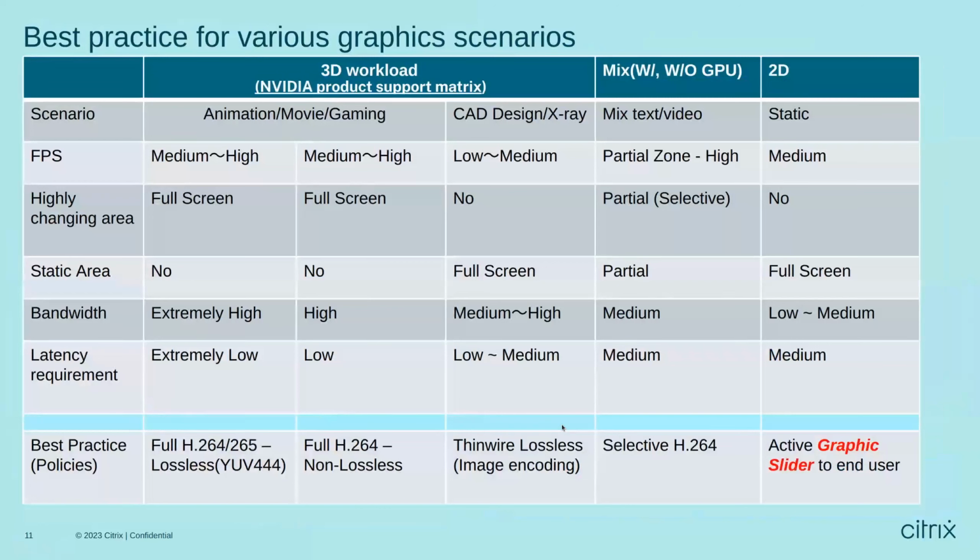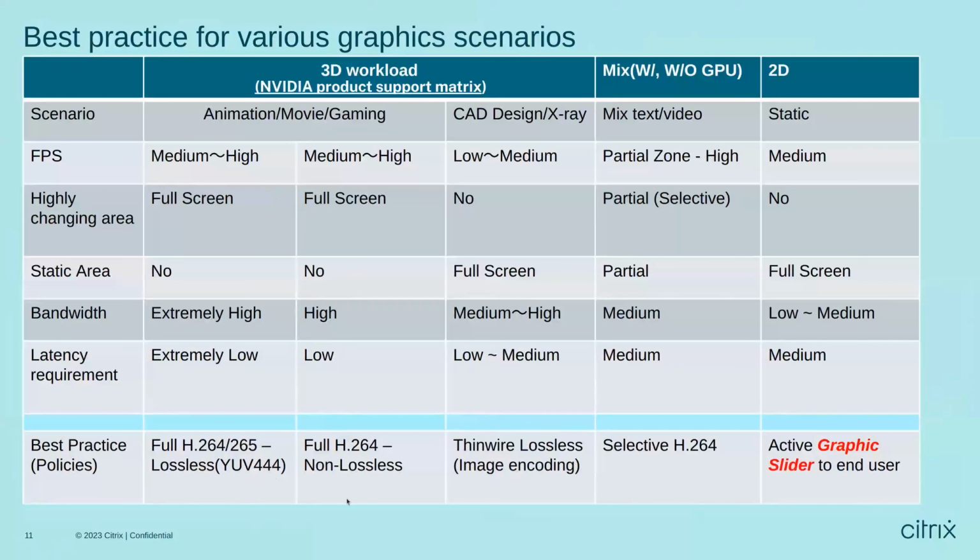Actually, the table looks a little bit complicated, but if you look at this one, animation, movies, and gaming content need a high FPS to be fluent, and because it's normally full screen and the graphic is highly changing, you will need extremely low latency and high bandwidth. So in this case, we recommend you test this with video codec full screen, and it will adapt to H.264 or 265 lossless video codec, or non-lossless like quality high.